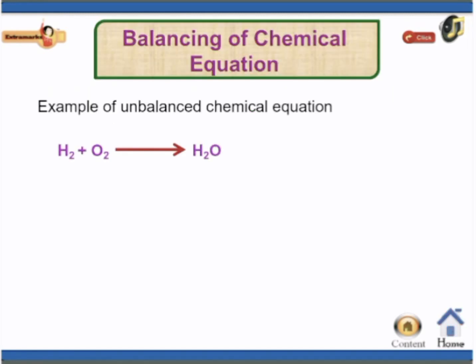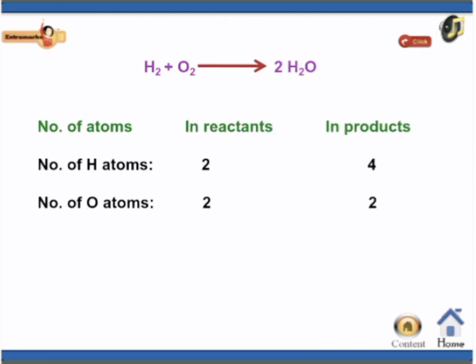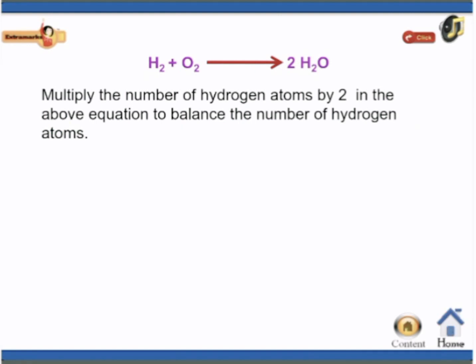Let us learn the steps for balancing a chemical equation. Consider the following example of unbalanced chemical equation. We will now write the number of all the atoms present in reactants as well as products and compare. Multiply the number of hydrogen atoms by 2 in the above equation to balance the number of hydrogen atoms.